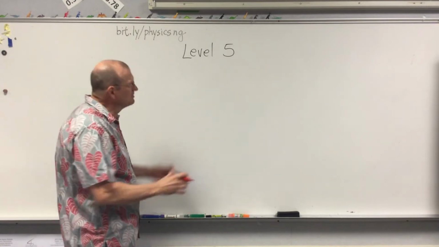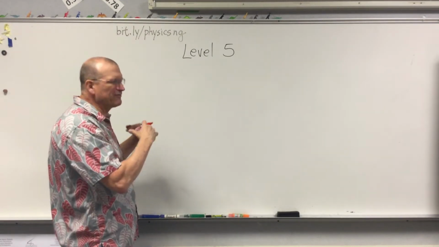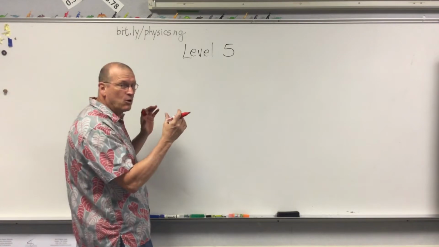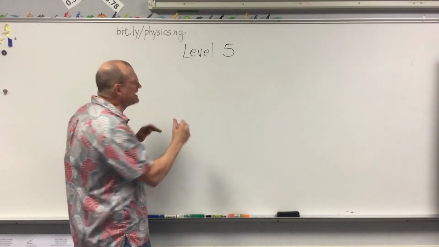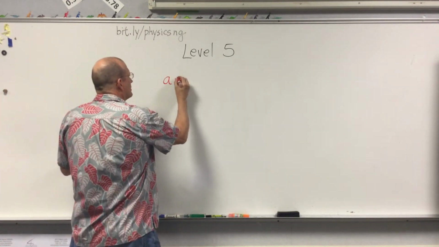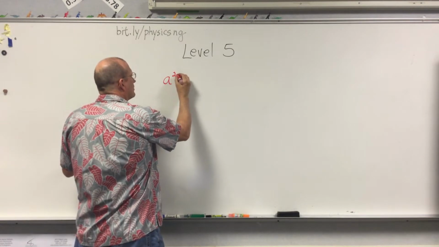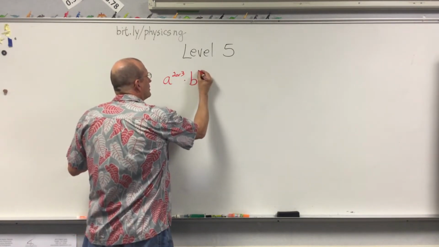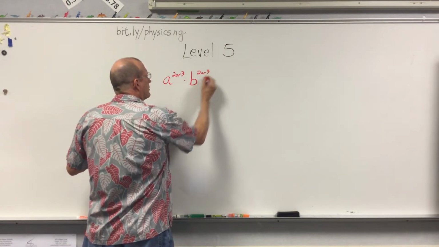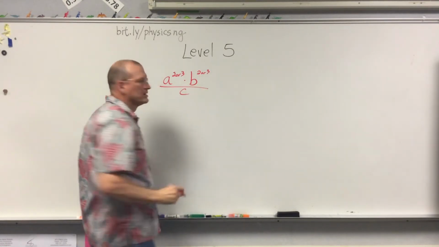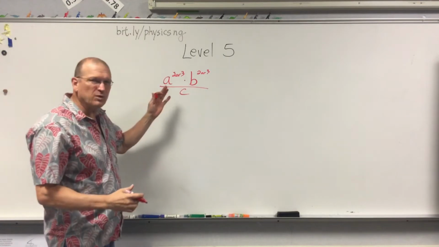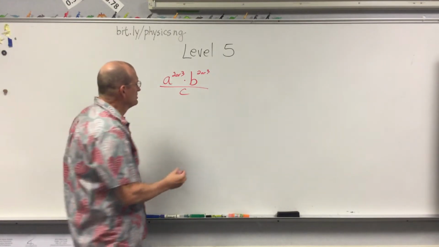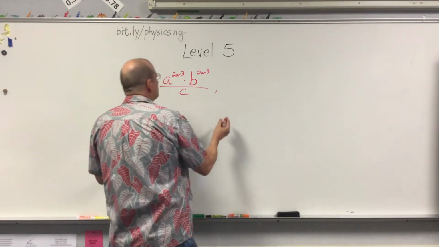Okay, so what makes a level 5? The only difference between level 4 and level 5 is we are going to only have 3 things, A, B, and C. But now we have 3, and 2 of the 3 are going to carry the exponents. So this is one possible structure.